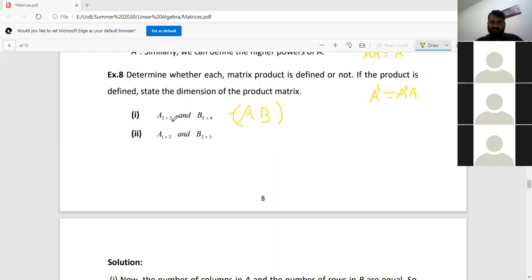Why 2 into 4? Because you see 5 and 5 match, so it means we can take the product. You have to be very careful. First you have to realize whether we can multiply or not. Here the number of columns in the first is equal to the number of rows in the second. It means yes, we can multiply. And what will be the order? The order will be 2 by 4, the first with the last one. So everyone gave me the correct answer.